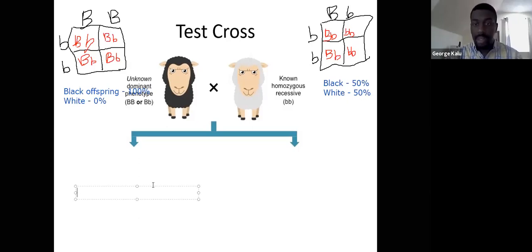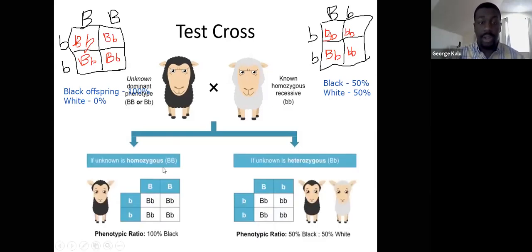Okay, and so that is what we see here, right? If the parent is homozygous dominant, we're going to see 100% black offspring. If the parent is heterozygous, we're going to see a half and half mixture, where half of the offspring are going to be black, expressing the dominant phenotype, and the other half are going to be expressing the recessive phenotype. Okay, all right, this makes sense.